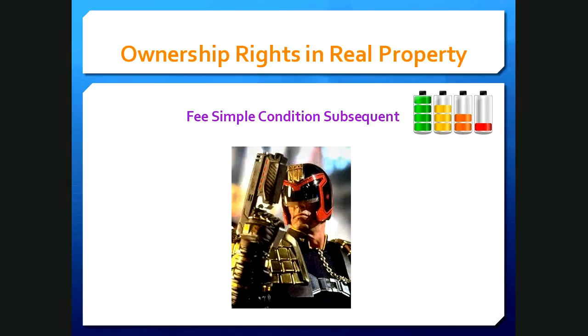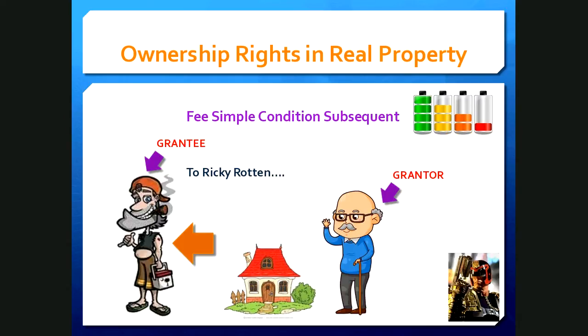So the next one is a fee simple condition subsequent. It's sort of the same, but a little bit different in that it has a provision for optional termination, not automatic termination. So imagine we have the same situation. Old Man Jones wants his deadbeat son, Ricky Rotten, to turn his life around, thinks giving him a house is going to help him out.